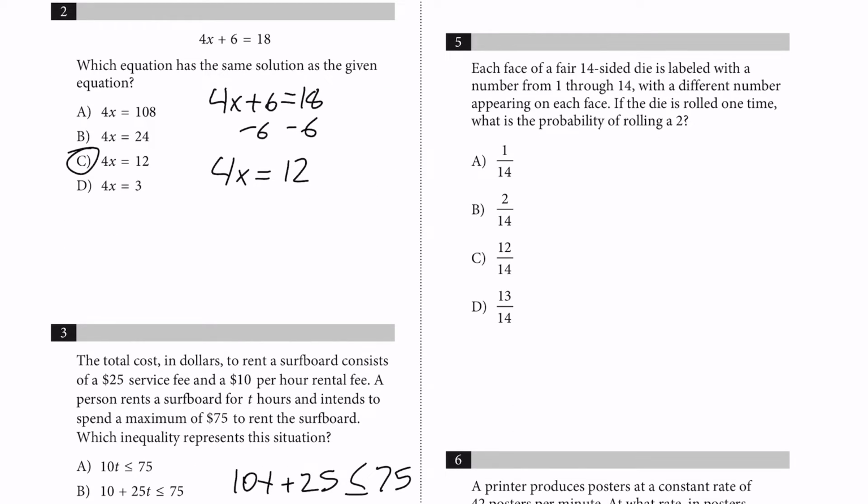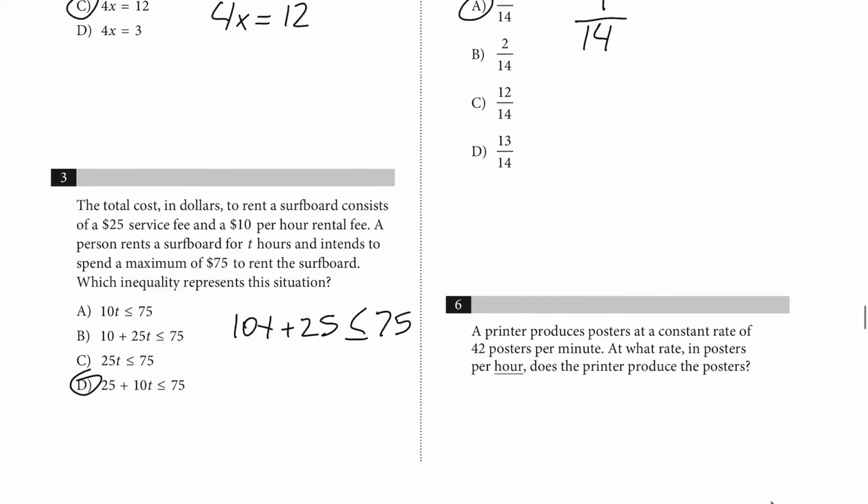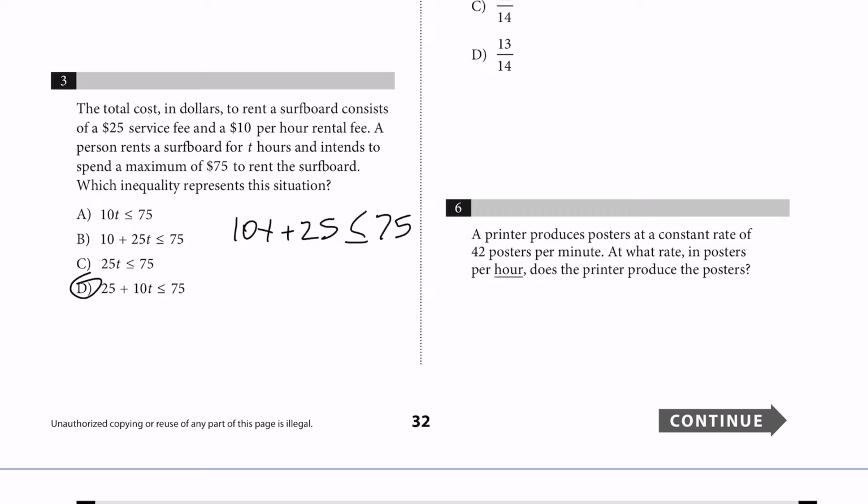So now we have: each face of a fair 14-sided die is labeled with a number from 1 through 14, with a different number appearing on each face. If the die is rolled one time, what is the probability of rolling a 2? It's a fair die, so each side is equally likely. There are 14 sides with the numbers 1 through 14. They appear equally, so the number of faces that have the number 2 is 1, and there are 14 total faces, 1 over 14.